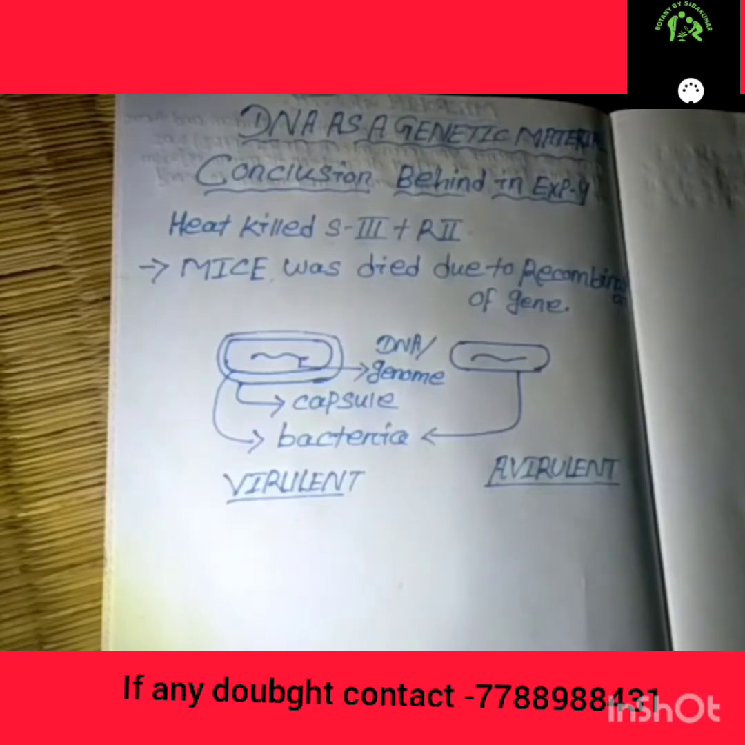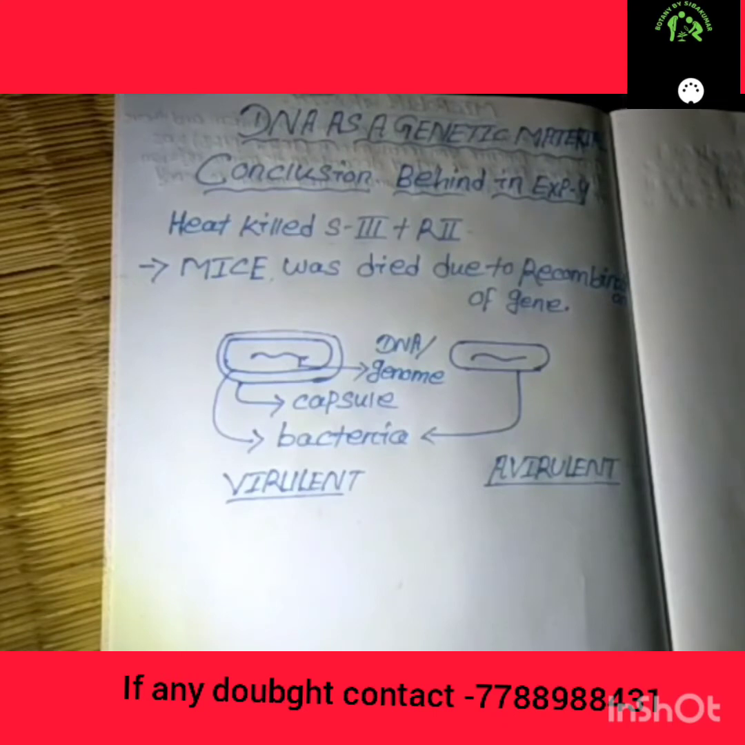Why the mice died is very important, because we know that when the scientists individually injected heat-killed SIII into mice, the mice survived in experiment 3. When the scientists injected RII type into the mice, the mice survived in experiment 2. But when the scientists took both heat-killed SIII with RII and injected them into the mice, the mice died.